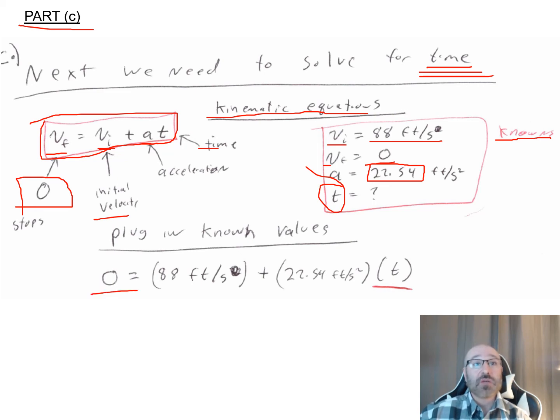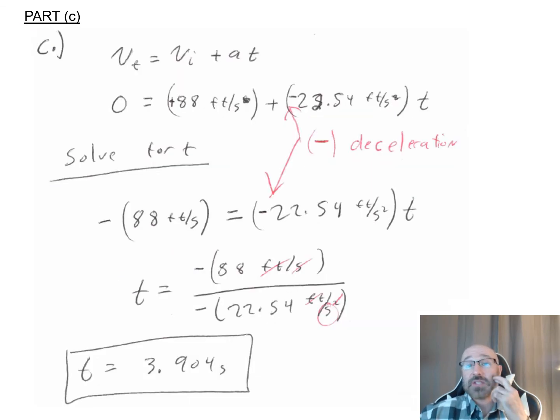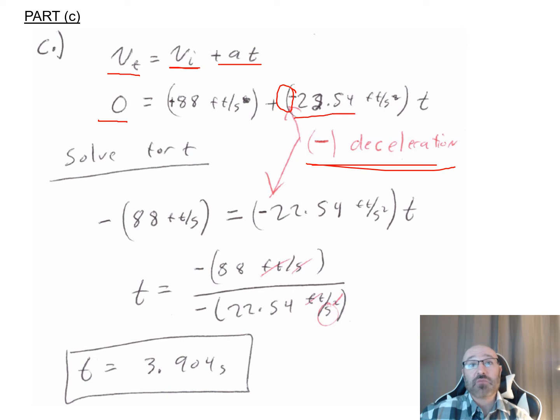So 0 is equal to my initial velocity, 88 feet per second, plus my acceleration, which is 22.54, times time, which is what I'm looking for, so I can rearrange this and solve for time. So that's exactly what I do there. I plug in v sub f, final velocity 0, 88 feet per second in the positive x direction is my initial velocity, moving positive to the right, plus my acceleration times time. Well, it's a deceleration. It's slowing it down, so make sure we put our sign convention in here as a negative 22.5 feet per second squared, times time over here.